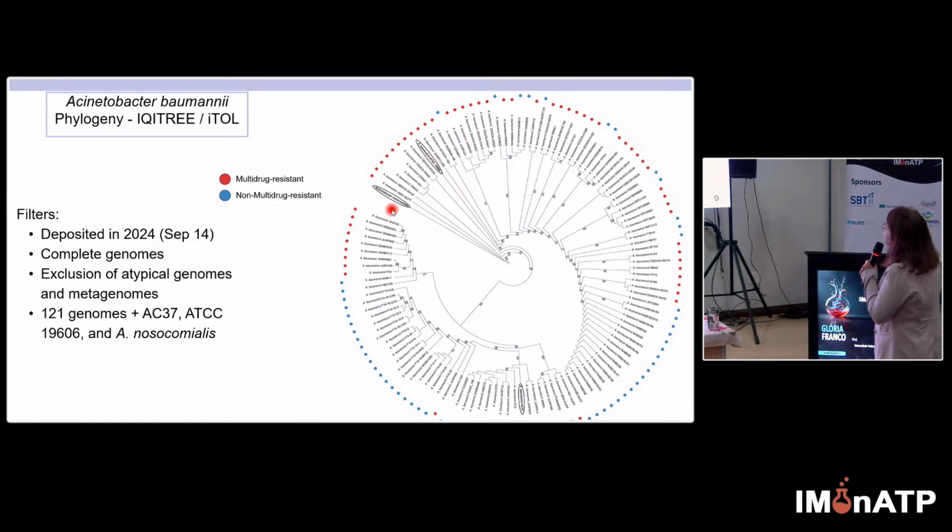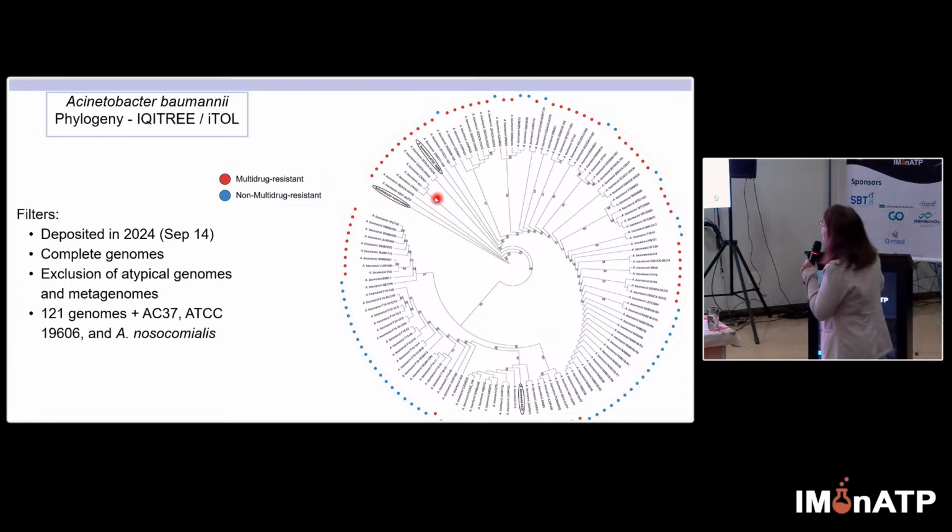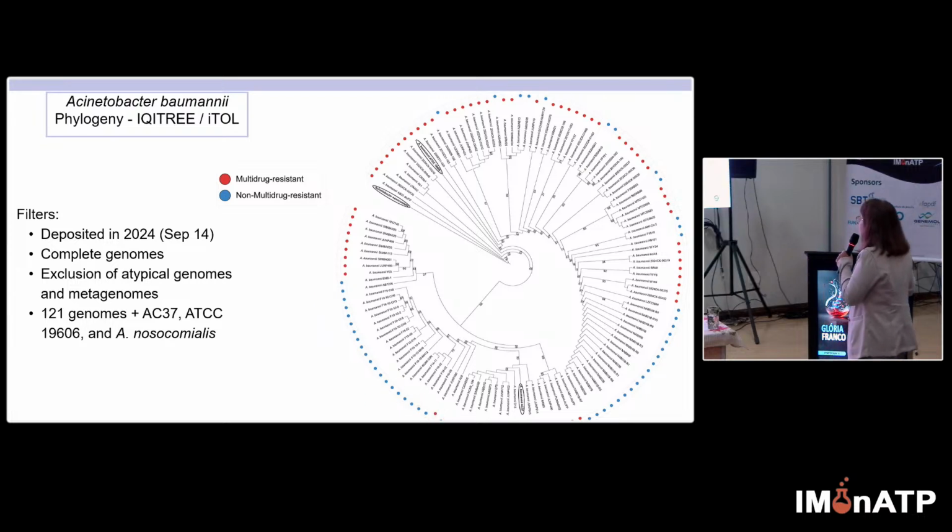It's a little bit small, but the outgroup is here, the nosocomialis. This is the reference genome, Acinetobacter baumannii from ATCC, and here we have our isolate. The red ones are the ones that are multi-resistant, and the blue ones are not resistant. We see that our bacteria is in a very small group that contains multi-resistant bacteria.